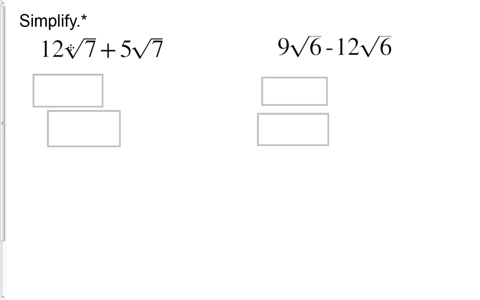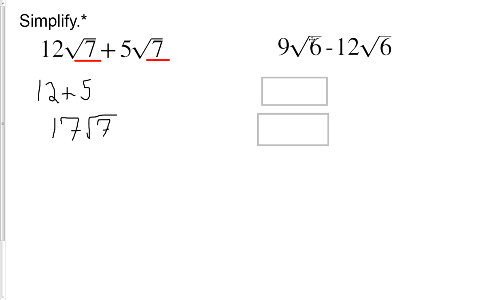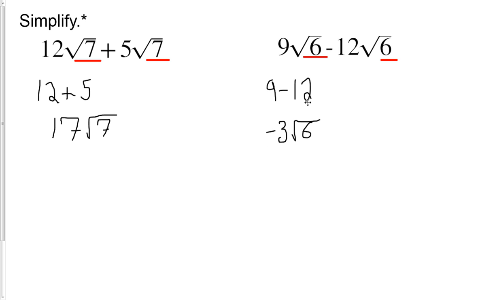So next, 12 square root of 7 plus 5 square root of 7. Does it match? Try these on your own. We're kind of doing these patterns. Yes, the 7 and 7 match. 12 plus 5 is 17 square root of 7. Next, square root of 6 and square root of 6 match. So 9 minus 12. If I have 9 and I owe $12, I'm still going to owe 3 of the square root of 6.